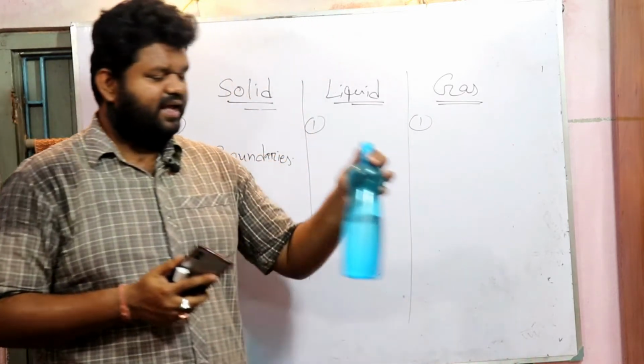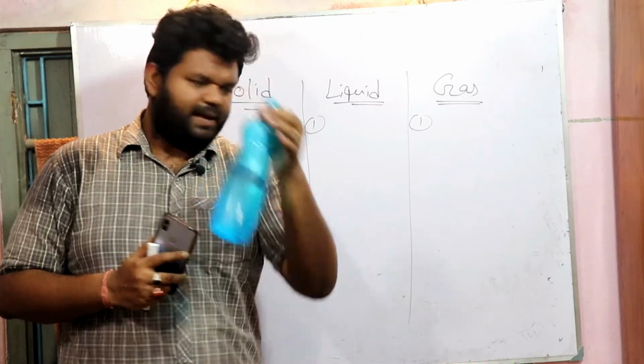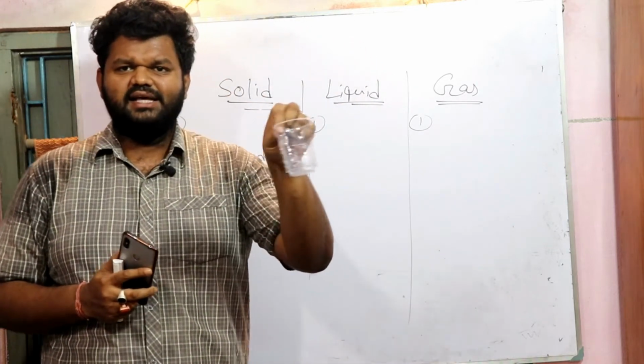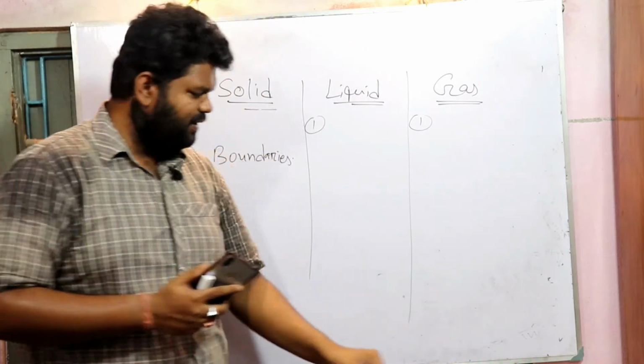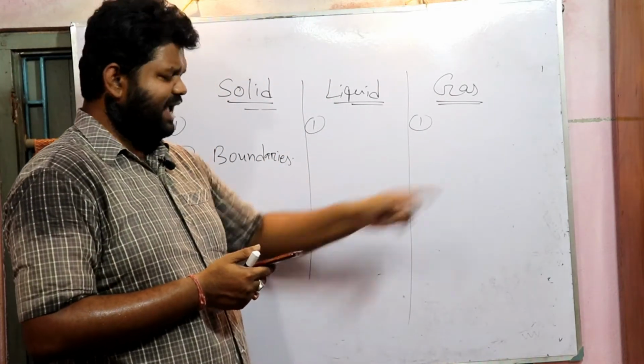That means if I keep the water inside the bottle, it will take its shape, and if we pour the water in this glass, it will take its shape. That means no definite boundaries are there. Okay, and no definite boundaries for gases also.